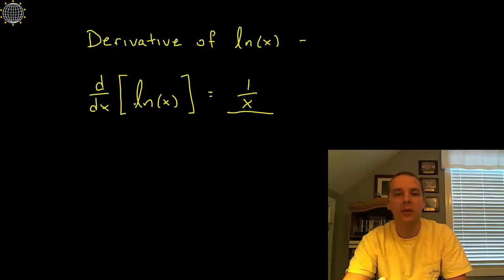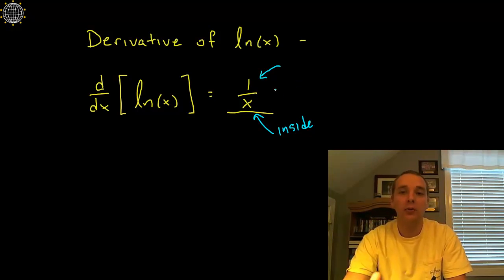Just as a quick example, if you had the natural log of 5x plus 1, the derivative would not be 1 over 5x plus 1. We have to see what else is going on here. So this denominator, the x, that is the inside. That's always going to be the inside of whatever your logarithmic function is. However, the numerator is not always 1. The reason this is 1 is because it's the derivative of the inside.